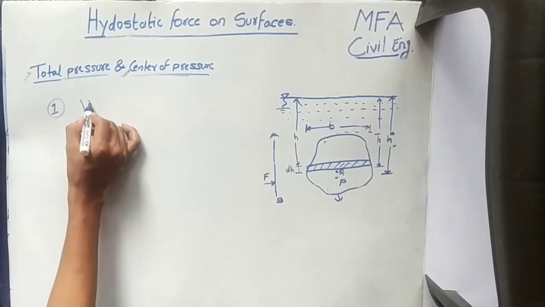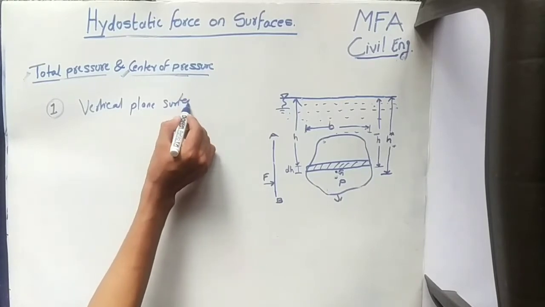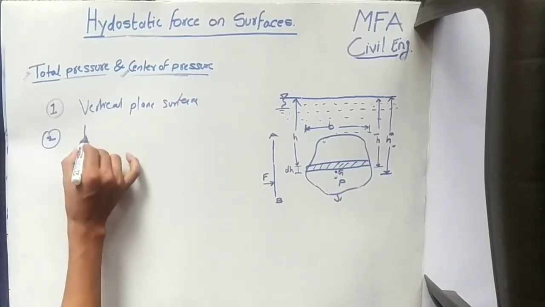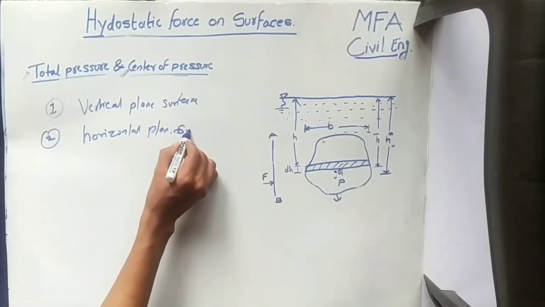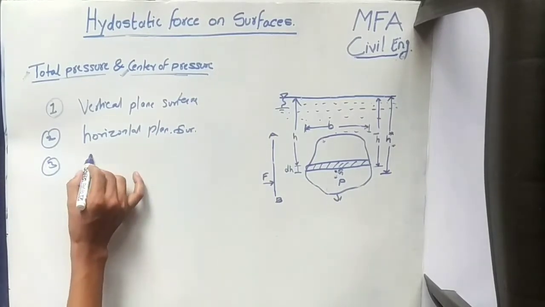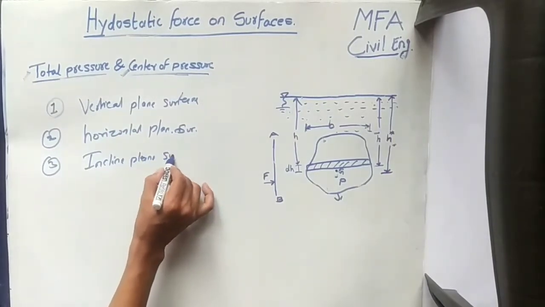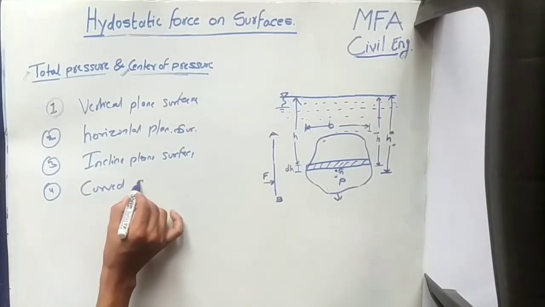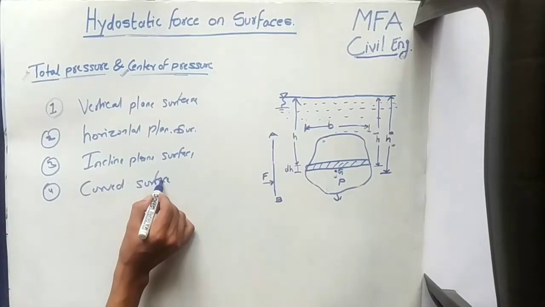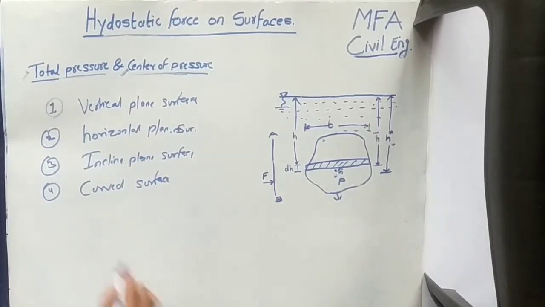First case is a vertical plane surface. Second case is a horizontal plane surface, and third is an inclined plane surface, and the last is a curved surface. Now let's understand every surface and the expressions for the pressure and the center of pressure in detail.